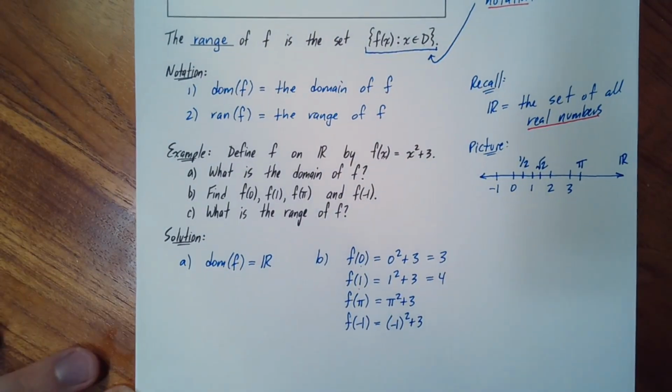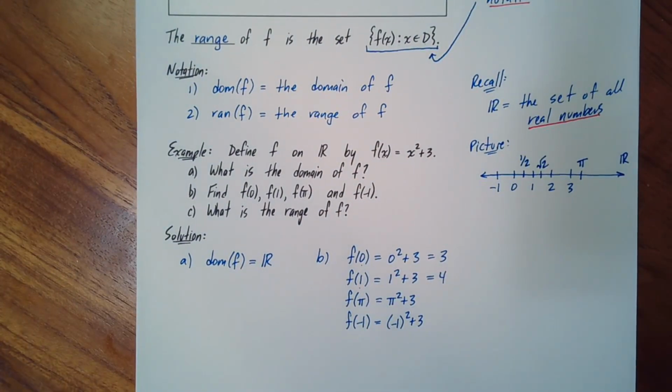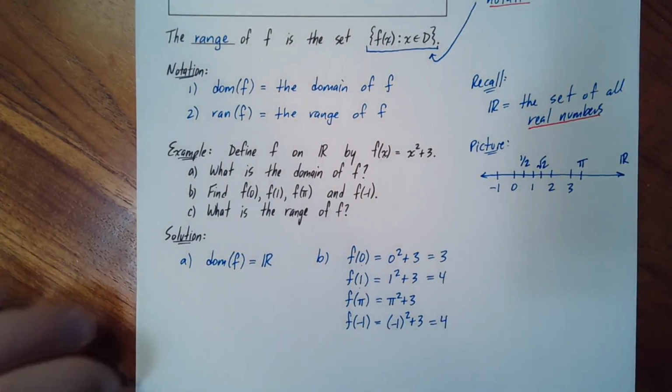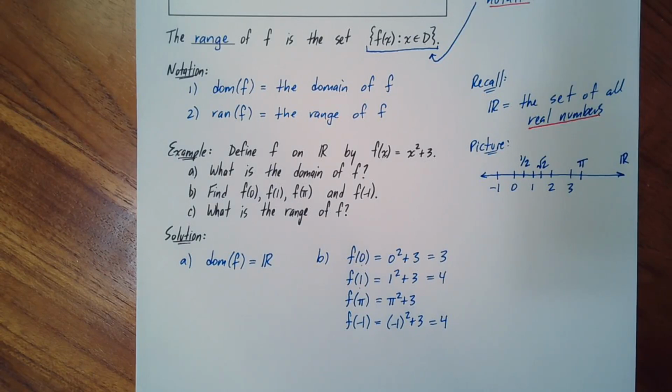So negative 1 squared, remember if you square a negative, then the result is going to be positive. So negative 1 squared is going to be positive 1. If you add that to 3, you're going to get 4. So great, that's part B. So that's just a reminder on how to plug numbers into functions.